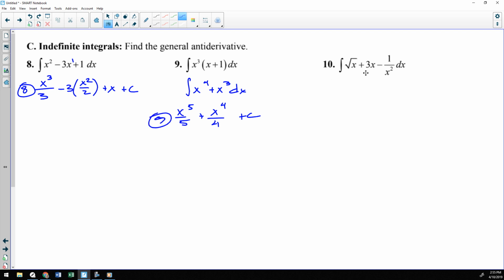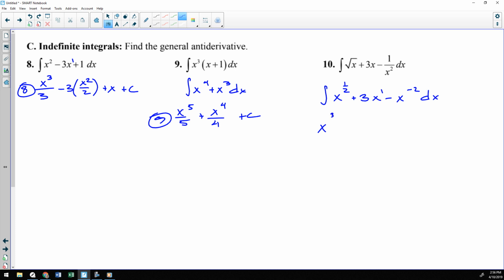The last one, number 10, this will be power ruled, but before I'm ready to power rule it, it might be better and easier for you to see if you change all of these to x to some number power. So root x, I'm going to change to x to the 1/2. 3x, well, that's already 3 times x to a power. And then this one, 1 over x squared, we're going to bring that x up to the top, make it x to the negative 2. And then we will add 1 to each of those exponents and divide by the new.